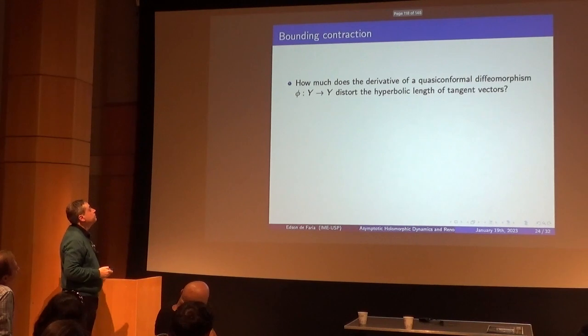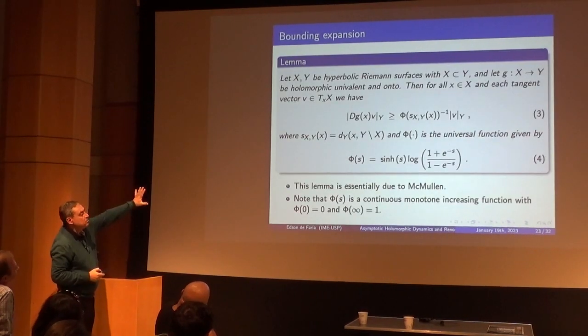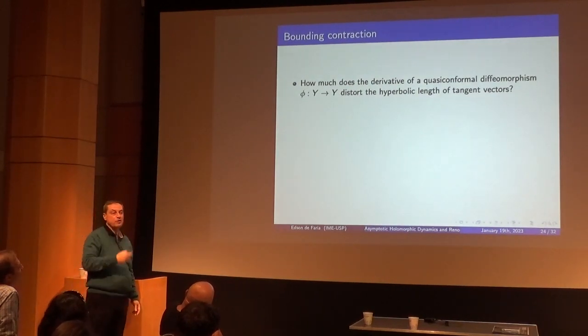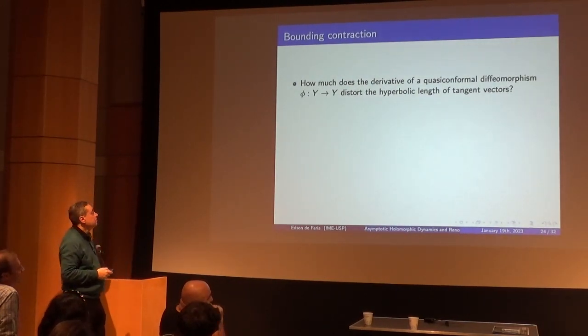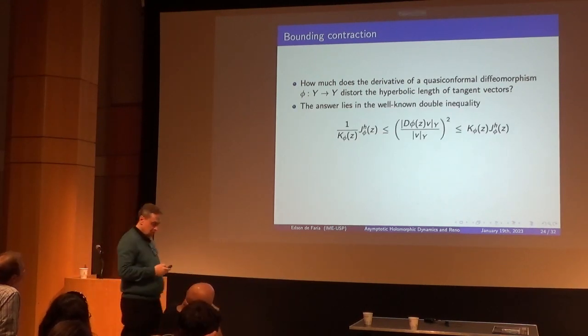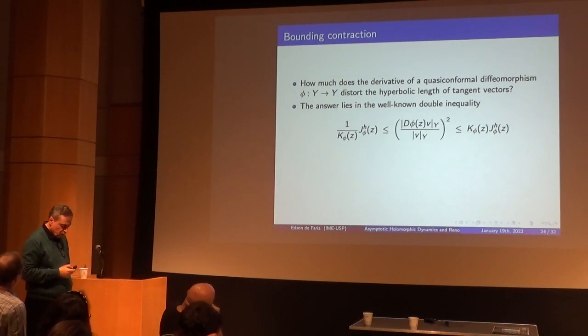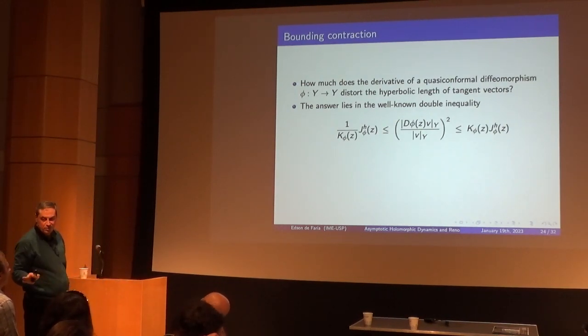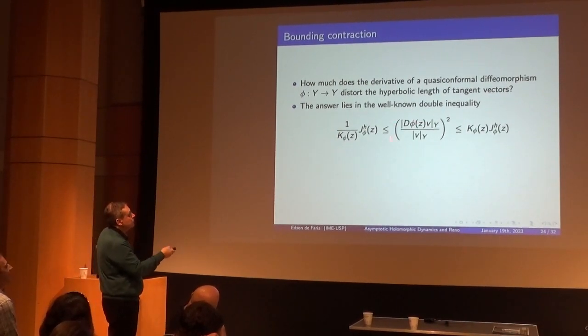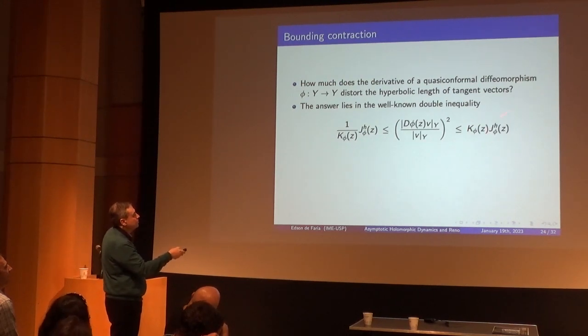All right, so this is the key lemma to bound the expansion. But now I need to tell you how to bound the contraction, and that's where things get more tricky. So you need to know how much distortion the quasi-conformal part brings you. There is always this relationship between how a quasi-conformal map distorts infinitesimal lengths, relative to the quasi-conformal distortion of the map and the Jacobian.